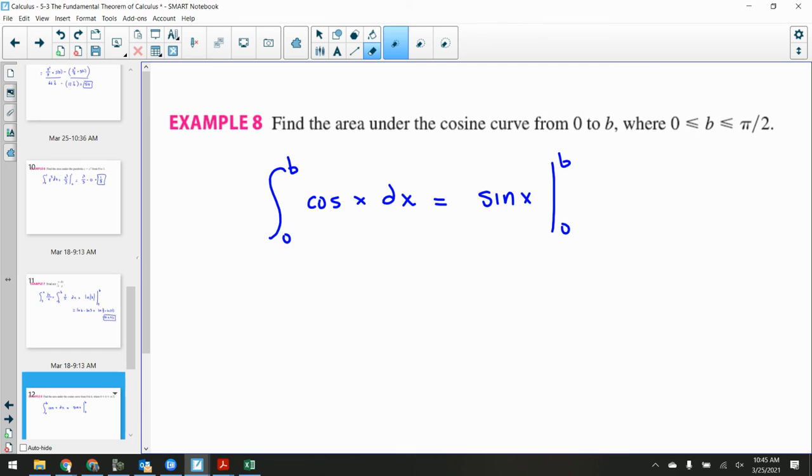You can always check that. That's why I pulled out this thing. You can always check to see, okay, did I calculate this correctly?